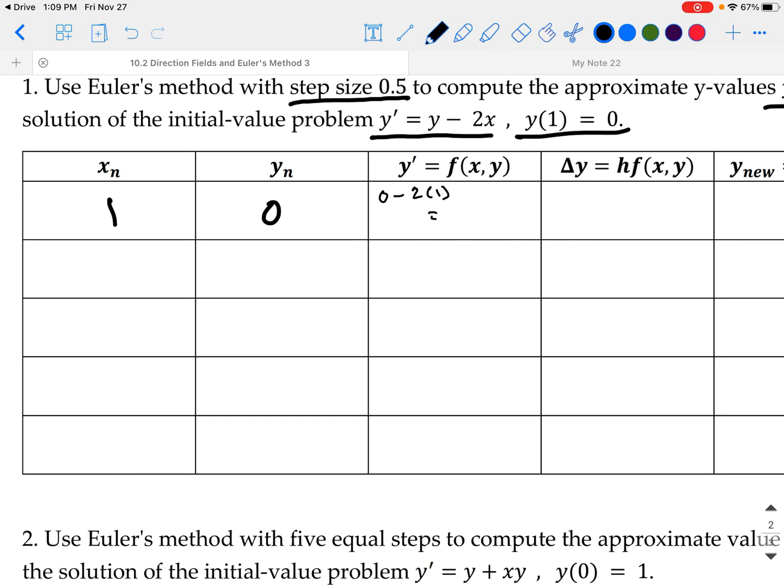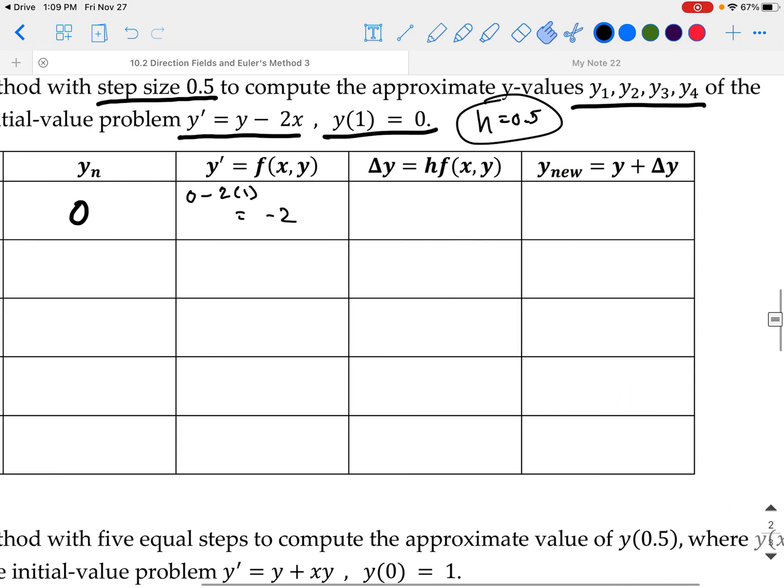So we've got 0 minus 2 times 1, which is negative 2. So y prime is equal to negative 2. What I didn't write here that I should have maybe is that h is 0.5. Right, that's our step size. So then to get our delta y, the value we're going to add to our initial value here, that is going to be equal to h times what we just computed in the previous step.